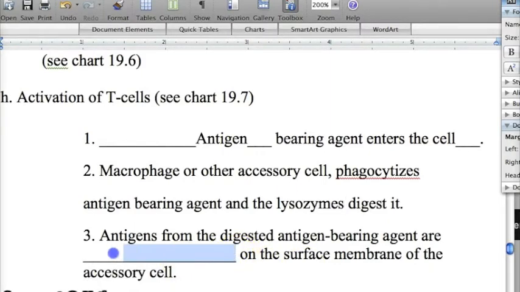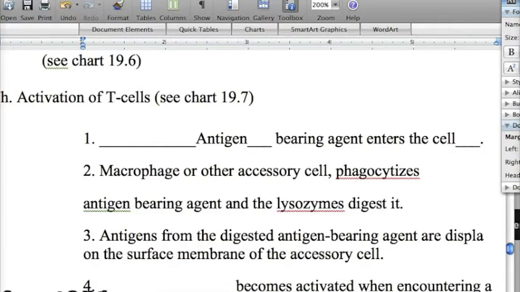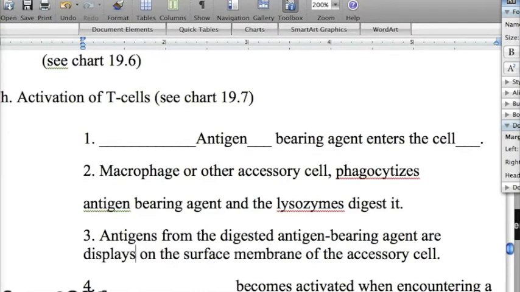Just think of this as like the olden times where they'd put the heads outside the castle wall, or take the scalps of the people that they killed and wear them on their belt. So it's kind of like displaying, here I've conquered this thing, and here's an example of it. So it displays those on the surface membrane of the accessory cell.